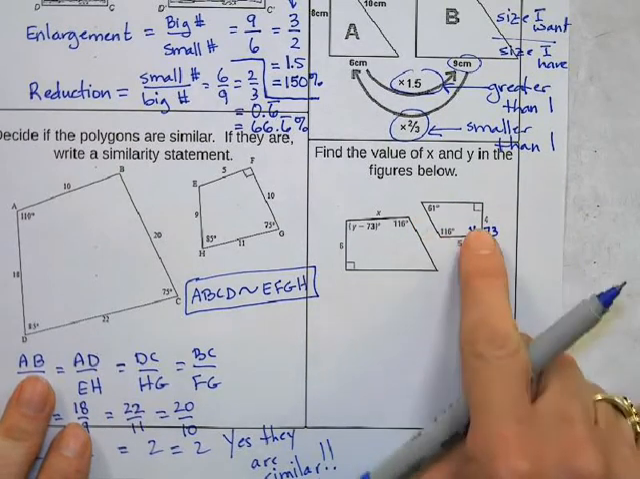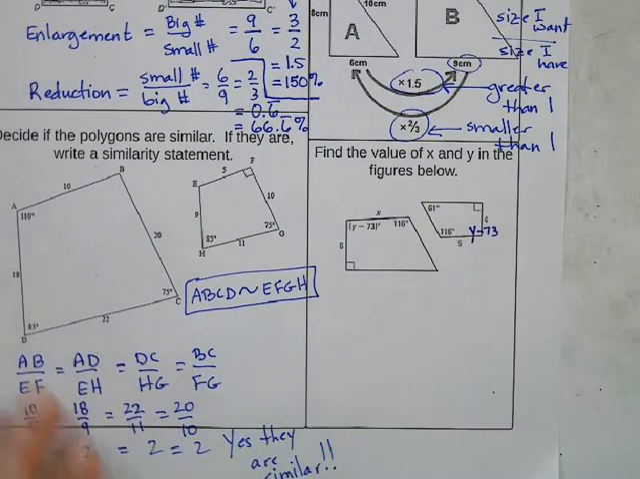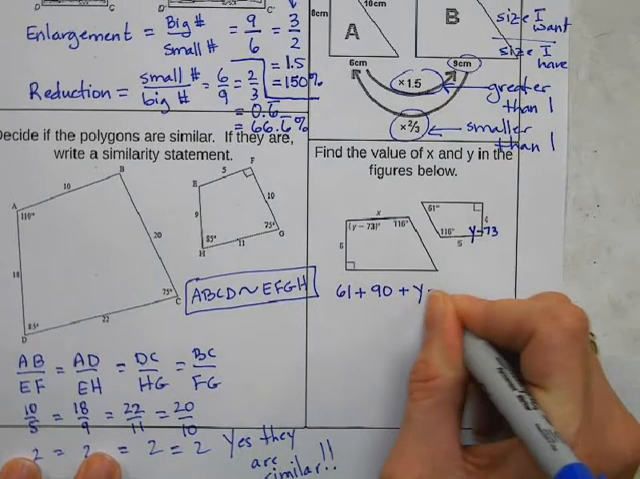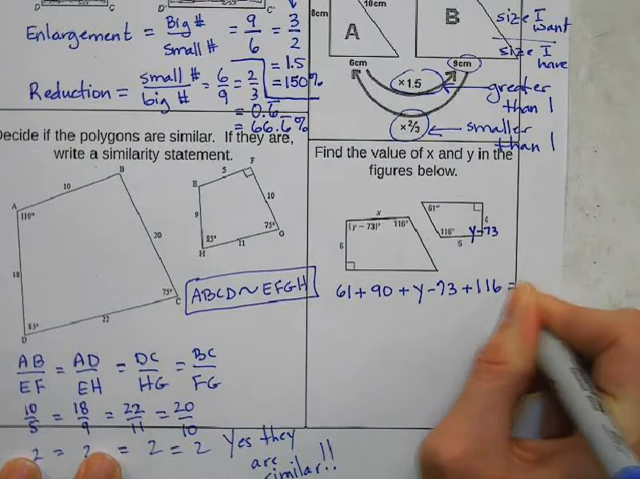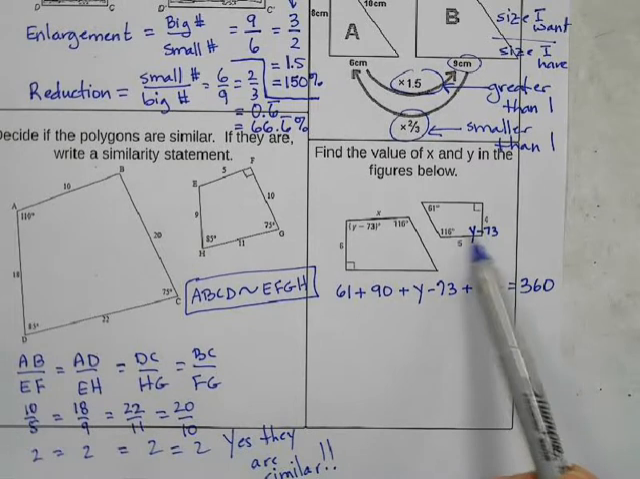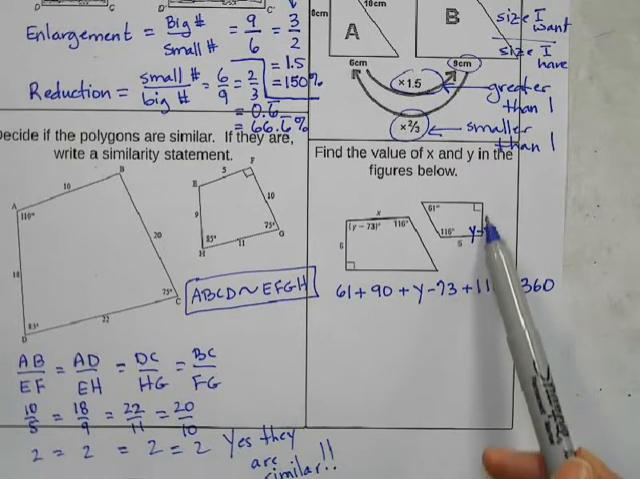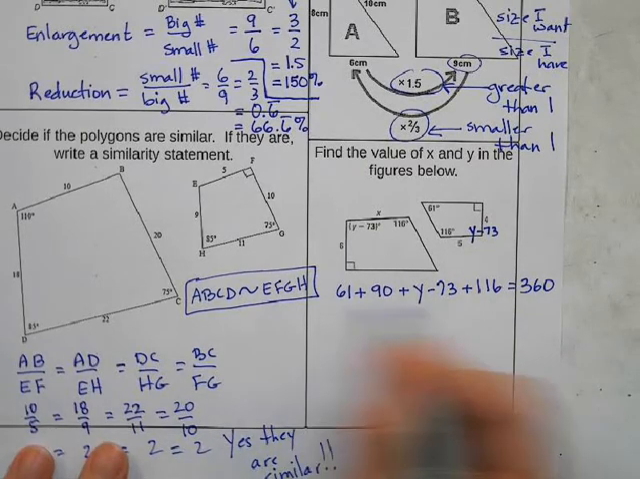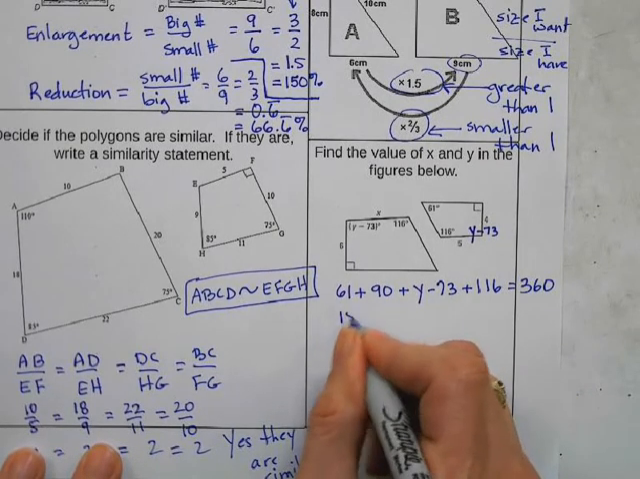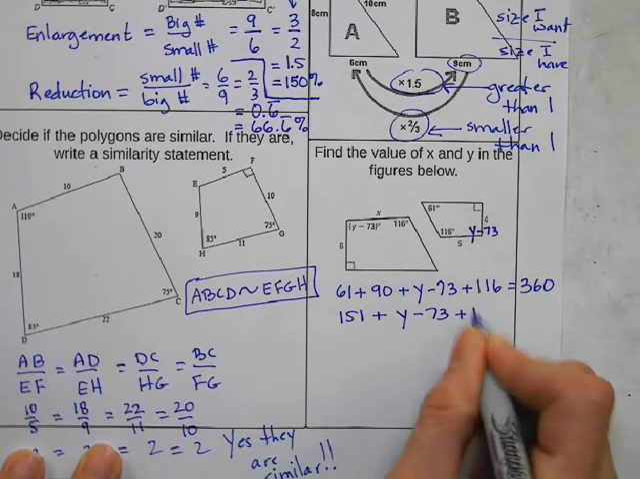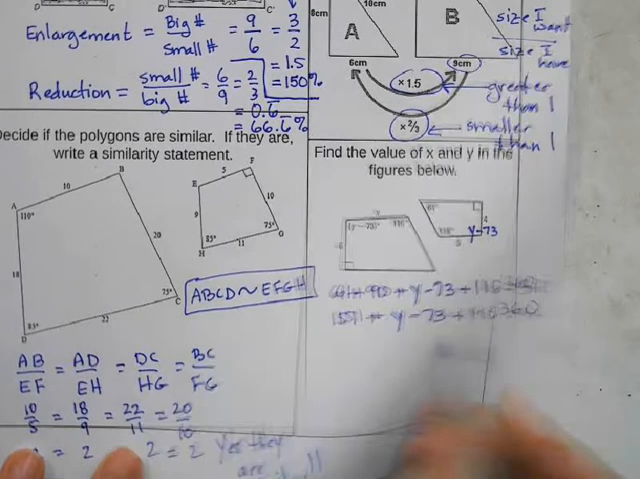All right, now what do we know about the angles on the inside of a quadrilateral? Well, we know that they add up to 360. So I know that 61 plus 90 plus my y minus 73 plus my 116 better give me 360 degrees. Now don't assume that this is a right angle. Okay, you can't assume that. That's using the eyeball postulate, and the eyeball postulate is not a good idea. Let's go ahead and solve this. Let's see, we've got 151 plus y minus 73 plus 116 equals 360.